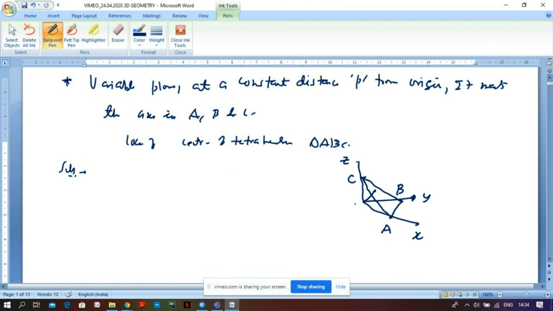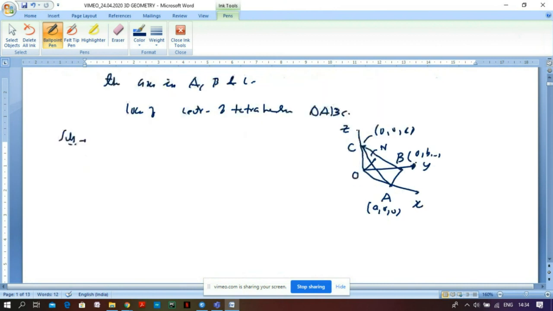So this is like the perpendicular. So this is O, and let's say this perpendicular is like N. Now this is the perpendicular to the plane, and it is saying that it is a constant distance from origin. So this is A00, this B is 0B0, and this C is 00C. So I have chosen the coordinates, and A, B, C are variables. They are not fixed. What is fixed is the distance ON.